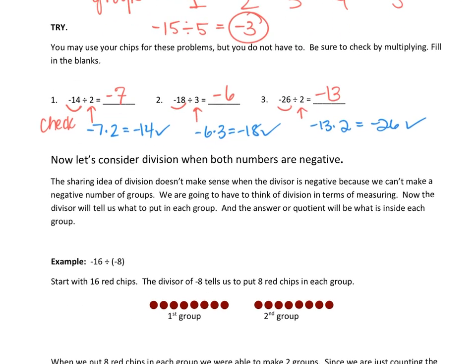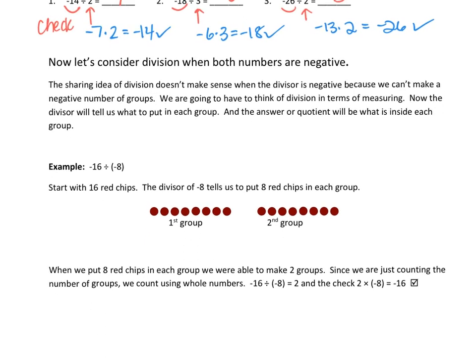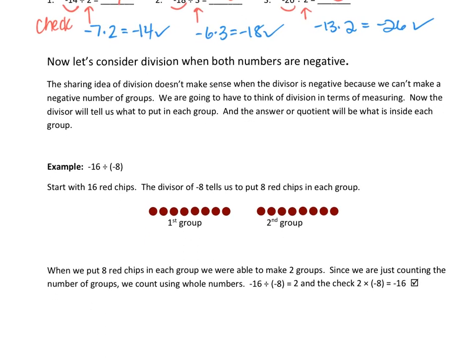Now, when both numbers are negative, it doesn't totally make sense to share into negative groups. So instead of thinking about that, we can do it in terms of measuring. What that means is the divisor is going to tell us what to put in each group. So if we're going to take negative 16 divided by negative 8, it's saying that we want to have negative 8 in a group. And so the question changed a little bit to be how many groups there could be.